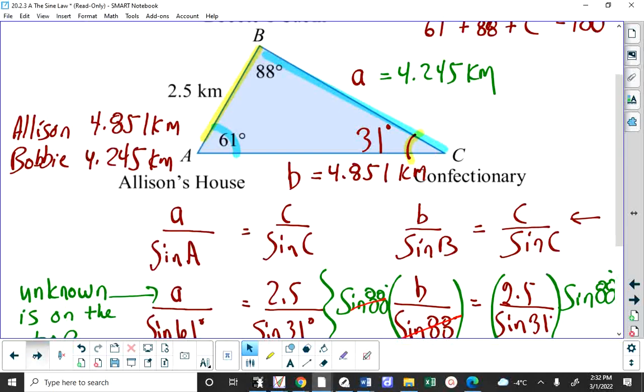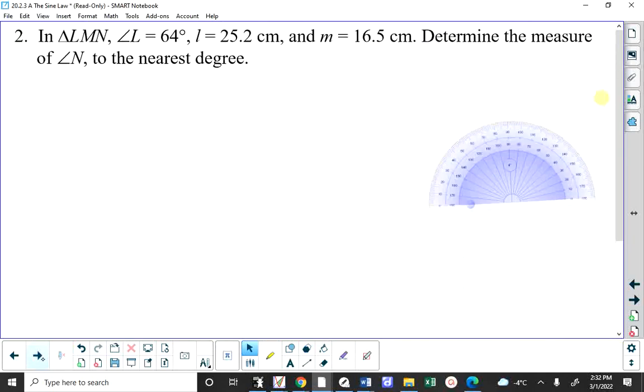All right. These ones are very challenging for people because they don't give you a picture of the triangle. You have to construct it yourself. So number 2 says we have triangle LMN. We have angle L given as 64 degrees, and we have side L given, which is 25.2.